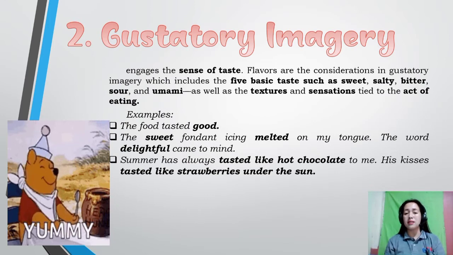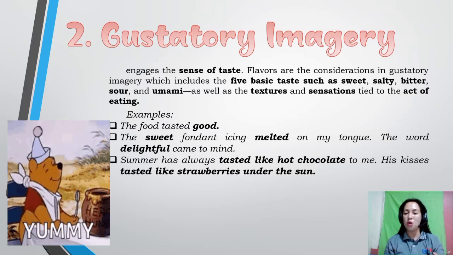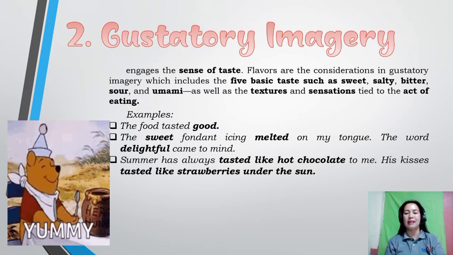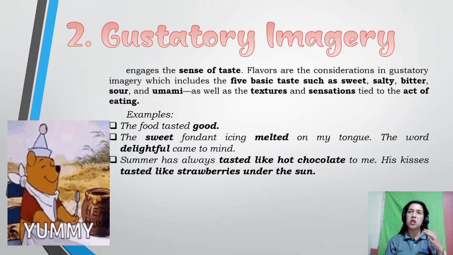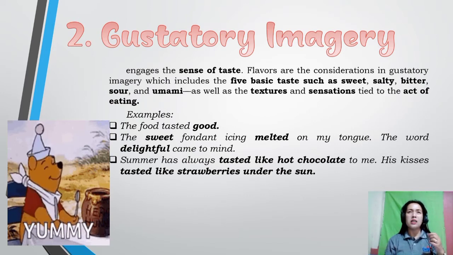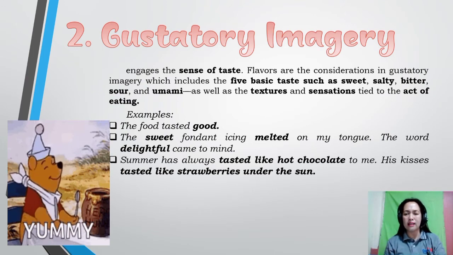Summer has always tasted like hot chocolate to me. So when you say summer has always tasted like hot chocolate to me, meaning she is enjoying summer. Because as you enjoy the hot chocolate, right? His kisses tasted like strawberries under the sun. Oh, very romantic. His kiss is like strawberries under the sun. So the writer is trying to make you imagine what that tastes like. For example, you say it chills me to the bones. The ice cream chills me to the bones. So, how cold is that ice cream, right?